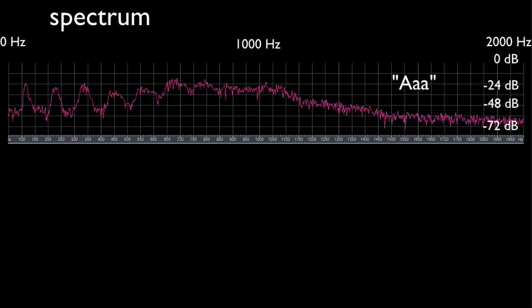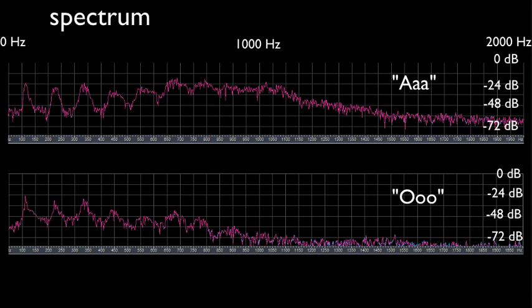So let's have a comparison between ah and ooh, two different sounds, different timbres with the same pitch, but with different proportions of the different harmonics. We can also look at the different proportions of the harmonics present in different musical instruments.